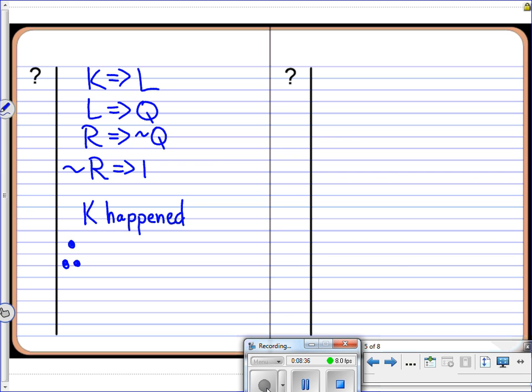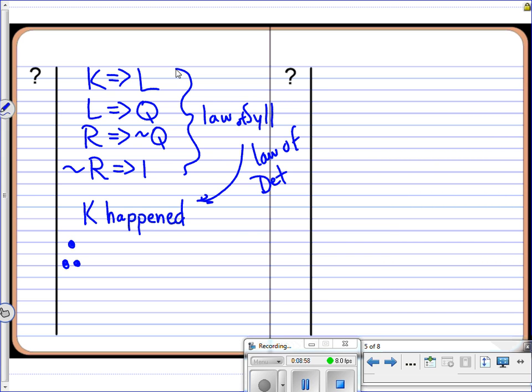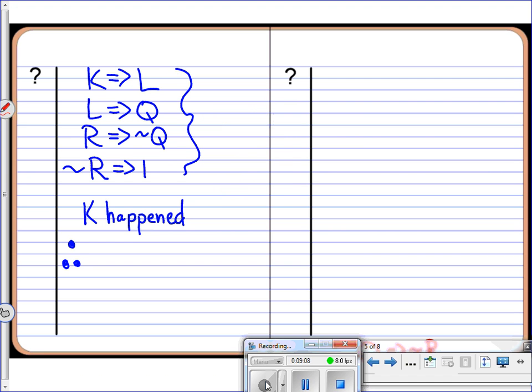All right, so here I have a series of conditional statements and K happened, okay? So what I'm going to do is use the law of syllogism, and then, with the fact that something happened, I'm going to use the law of detachment to come up with a conclusion. Go ahead and see if you can put me on pause and work through this one. Kind of reflect back on the two examples that we just did, one with the law of syllogism, one with the law of detachment.